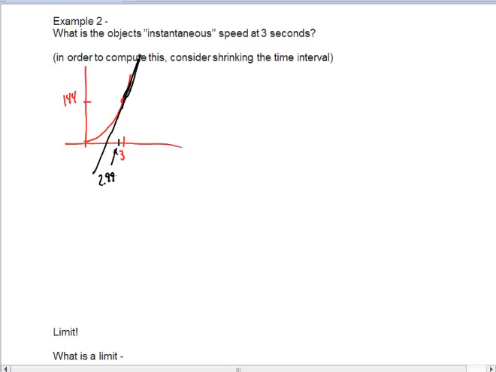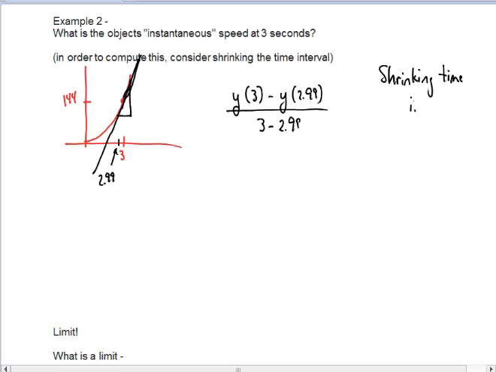For this we may need a calculator. We'll do the same general equation as average rate of change: y at 3 minus y at 2.99, all over the time interval 3 minus 2.99. It's the same exact approach as before. The only difference is we are shrinking the time interval, making the average rate of change more instantaneous. I'm going to pause the video while I bring the calculator up on screen.